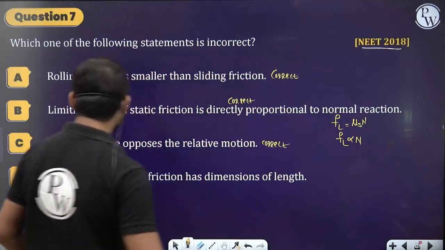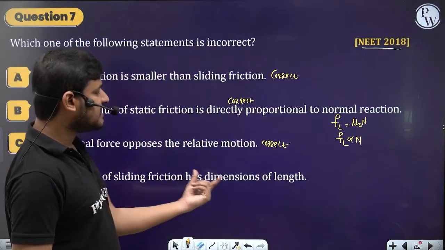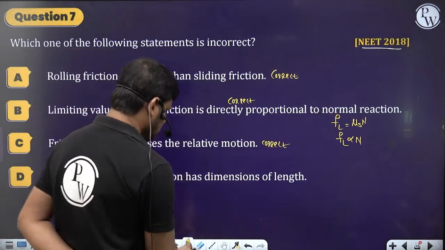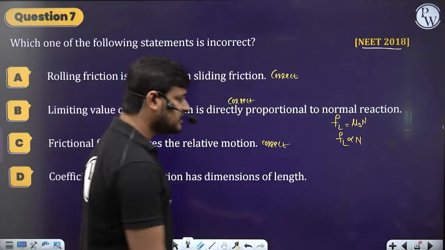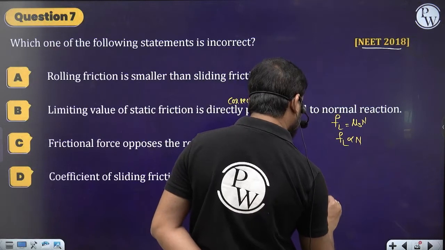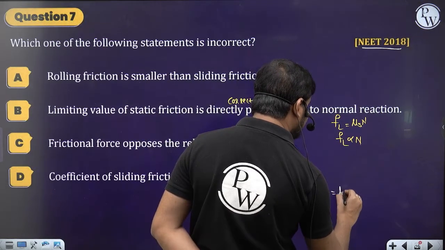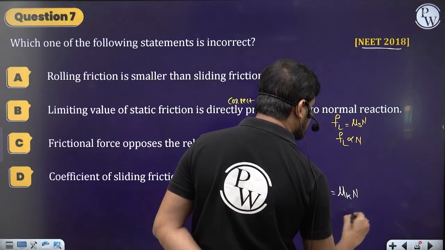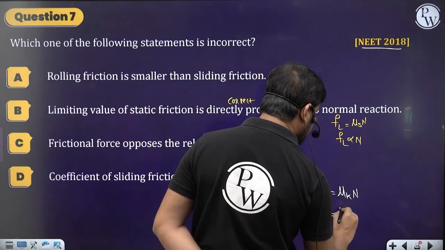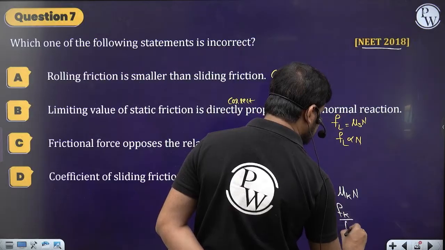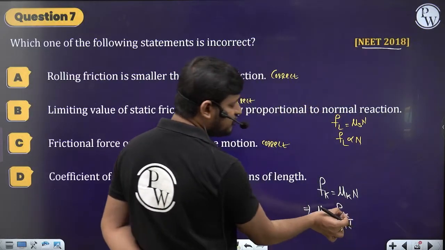correct. So the coefficient of sliding friction has dimensions of length. See here. So what are the dimensions of coefficient of friction first? Let me take the kinetic friction formula. Fk is equal to mu k into N, right? So from here, mu k is equal to Fk by N. Yes or no?